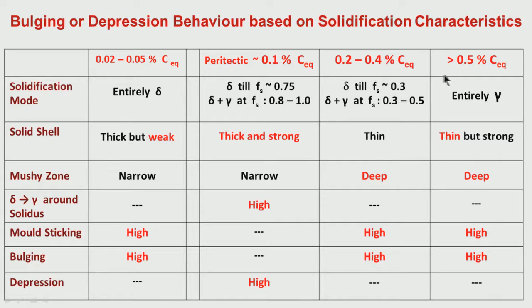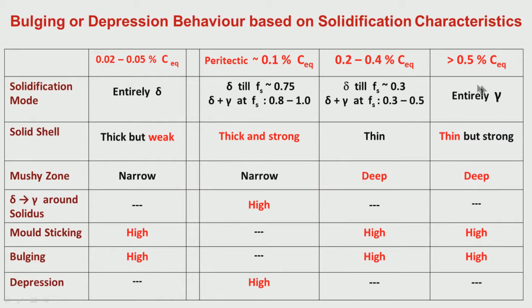So if we go above 0.5% carbon equivalent, why above 0.5? This is the zone of peritectic concentration, about 0.1 to 0.5. So when you are above 0.5% carbon, there is no delta formation initially, there is only austenite formation. So for more than 0.5% carbon or carbon equivalent, we have totally gamma or austenite solidification. Initially austenite forms during solidification, and after solidification of course we have total austenite.